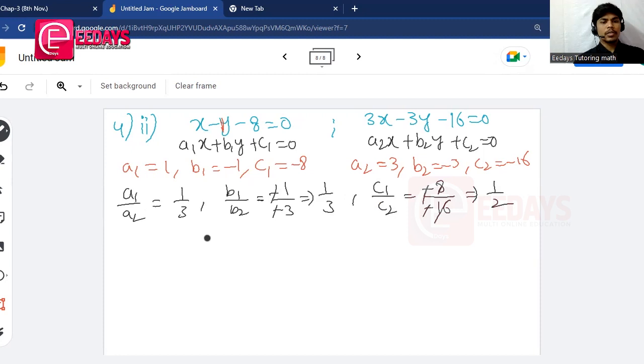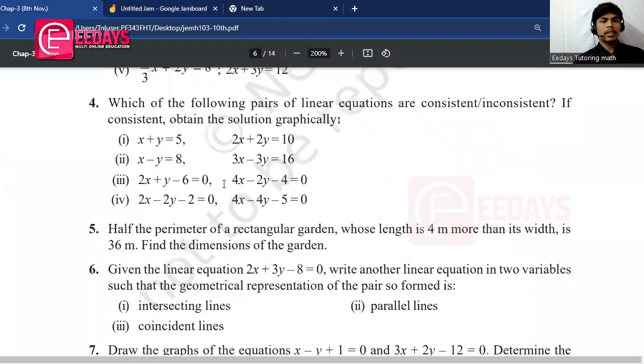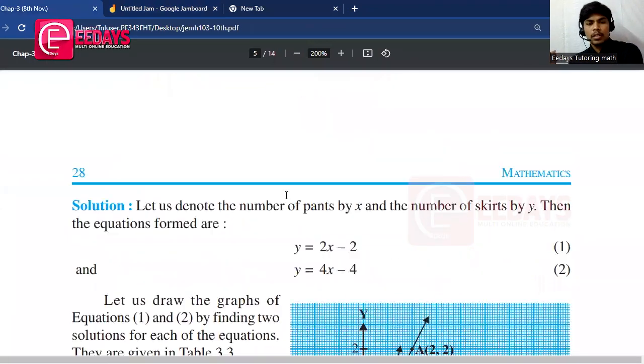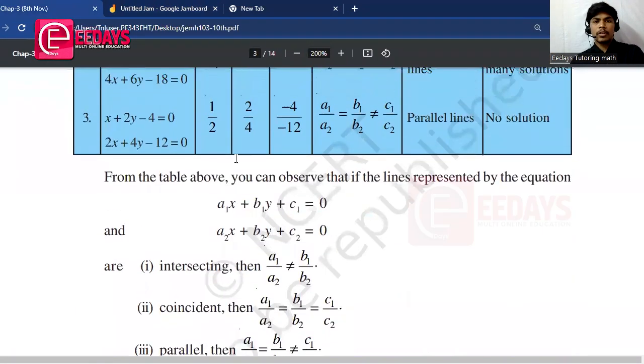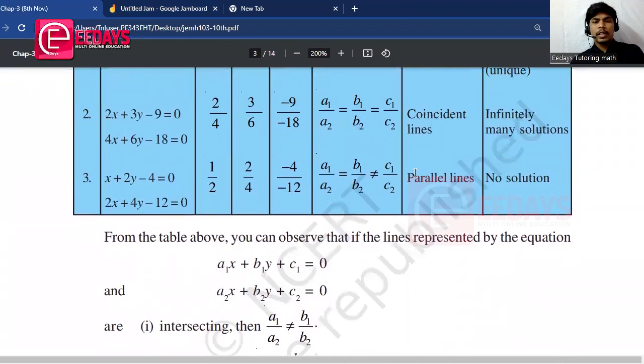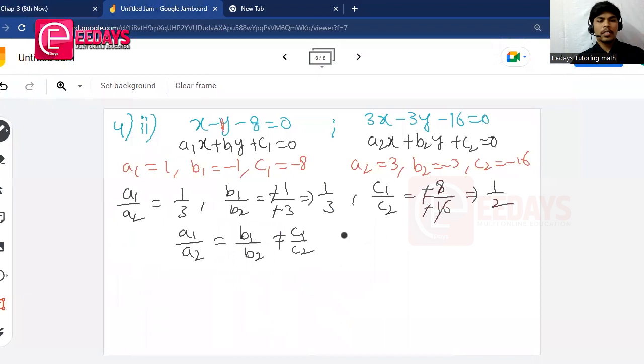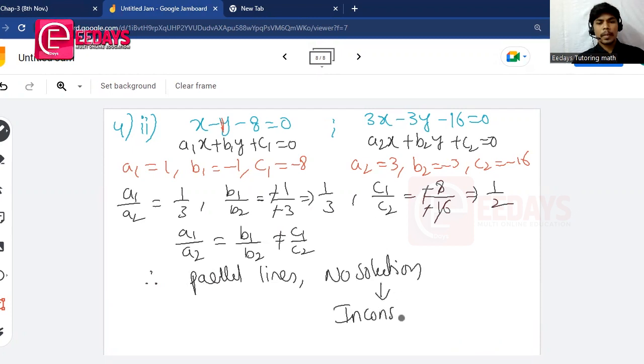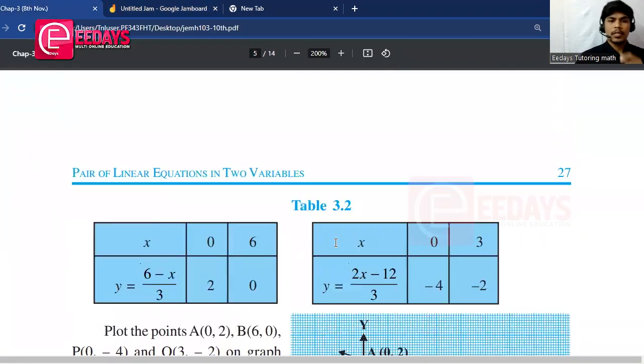So finally, what can we conclude? a1 by a2 is equal to b1 by b2, not equal to c1 by c2. Which condition does it come under? a1 by a2 is equal to b1 by b2 not equal to c1 by c2: it is parallel lines and no solution. For no solution, the lines are parallel. If there is no solution, this is inconsistent. Okay, observe the question here once again.